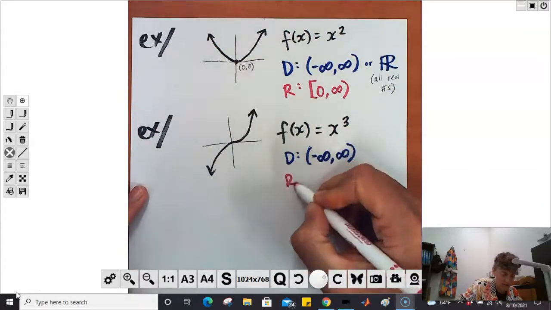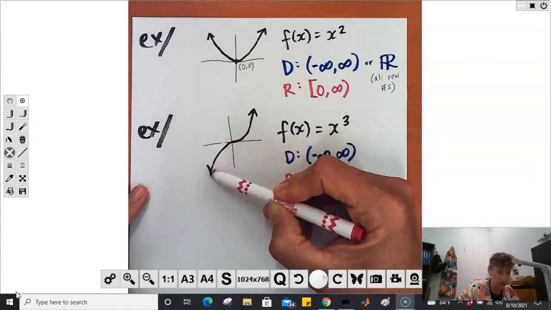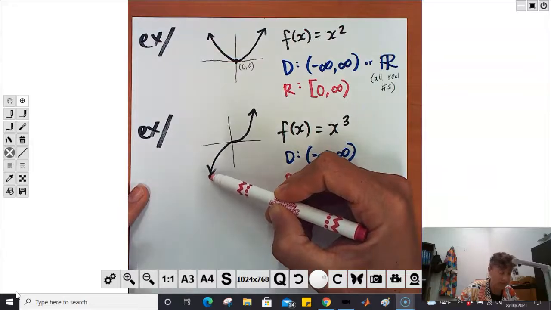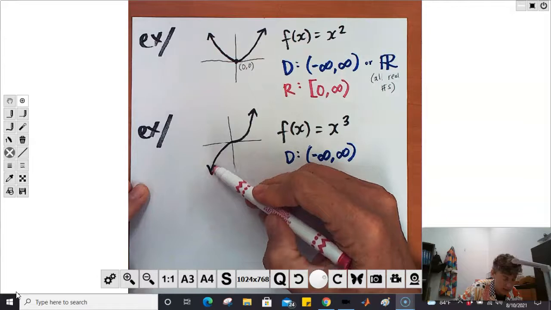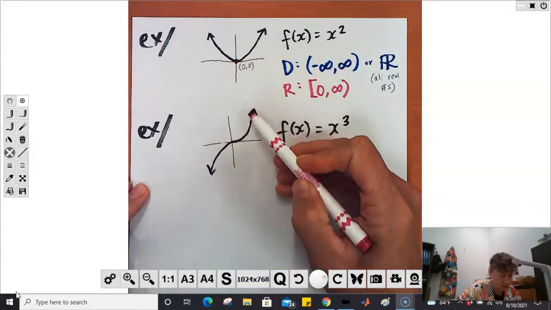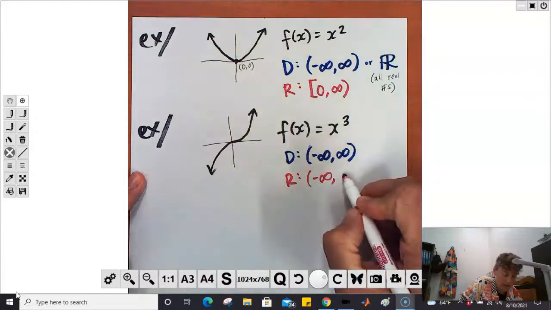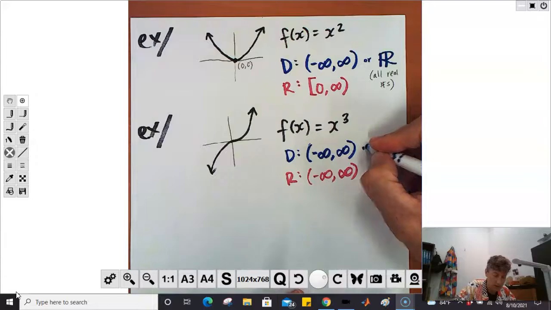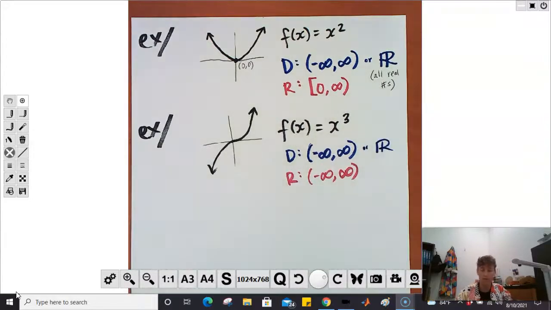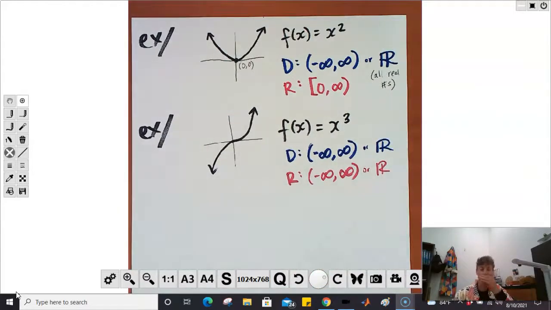Range for this one, up and down direction. How far down do we go? Well, this arrow says we're going to keep going to the left and down forever. So we're going to approach negative infinity. And how far up do we go? Well, this arrow says we're going to keep going to the right and up forever. So we're going to positive infinity. Which means both of these could have also been all real numbers.